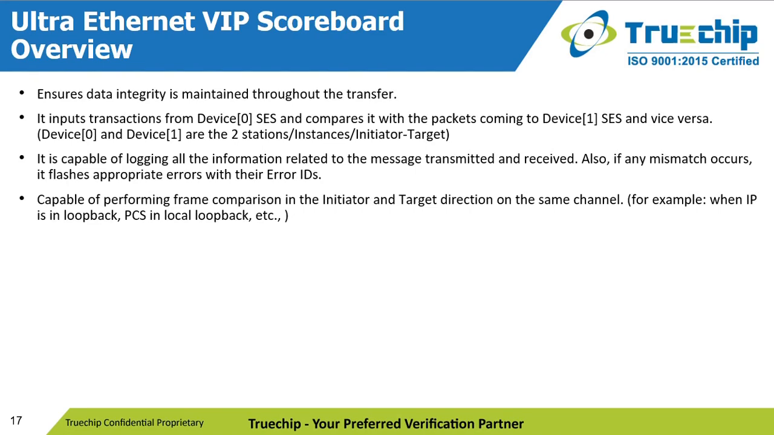Ultra Ethernet VIP scoreboard overview. The scoreboard ensures data integrity is maintained throughout the transfer. It takes in transactions from the device 0 semantics and compares them with the packets coming from device 1 semantics, and vice versa. Here, device 0 and device 1 are the two instances, target or initiator.